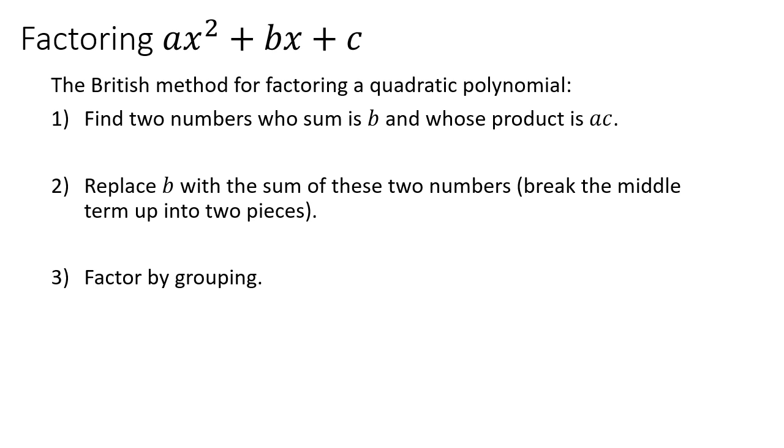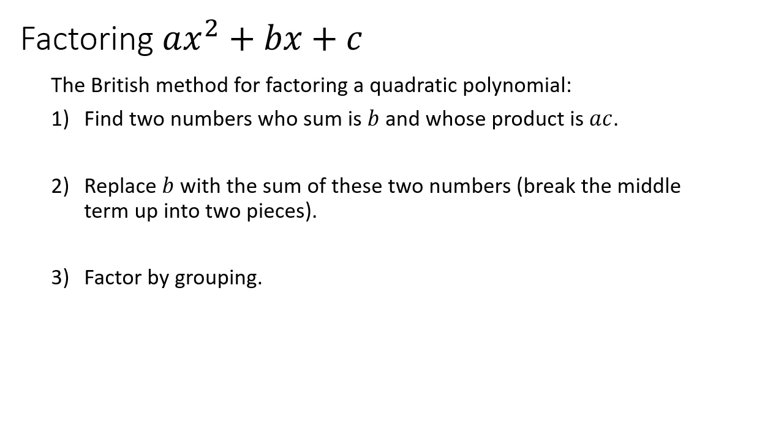So what I'm going to show you is something called the British method for factoring a quadratic polynomial. The idea is you're looking for two numbers who add up to give you what is called the linear coefficient, the coefficient of the x to the first power, b, and whose product, if you multiply them together, gives you a times c, the quadratic coefficient times the constant term.